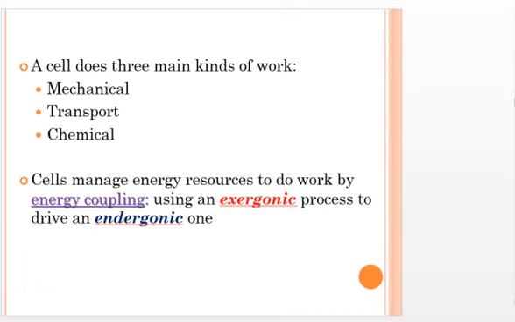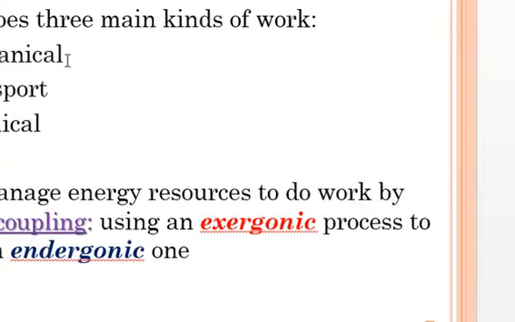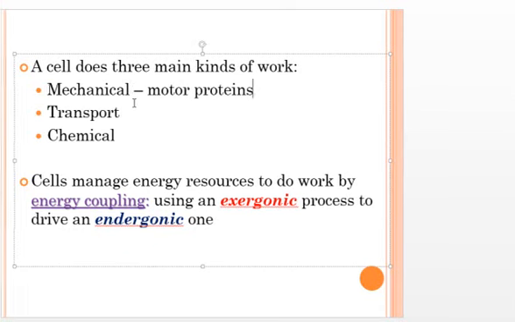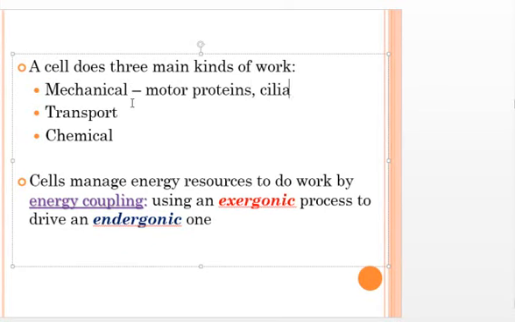So cells basically need to use energy in three main ways. Cells do mechanical work. They also do cellular transport and chemical work. A lot of examples are included in your book, but I'll give you an example of each that you can add to your notes. So an example of mechanical work might be your motor proteins.